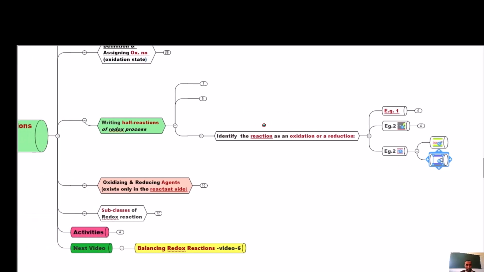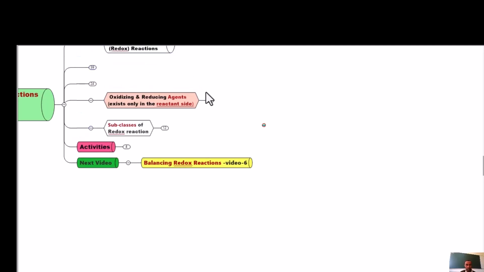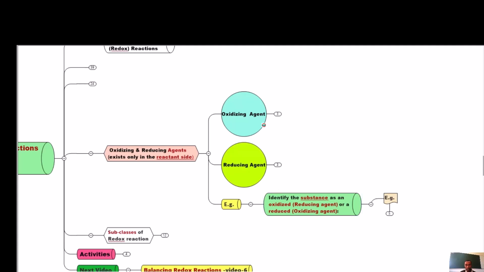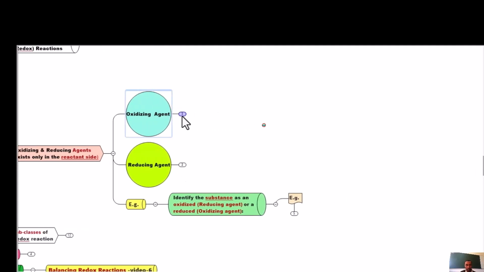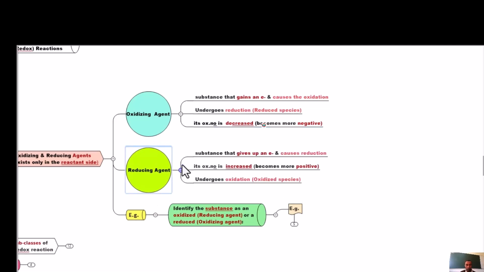Another thing is defining and identifying oxidizing and reducing agents. What are oxidizing and reducing agents? An oxidizing agent is a substance that gains an electron and causes oxidation, and it undergoes reduction, or is the species that is reduced, and its oxidation number decreases or becomes more negative. A reducing agent is a substance that gives up an electron and causes a reduction, and its oxidation number increases or becomes more positive, and it is the species that is oxidized or undergoes oxidation.